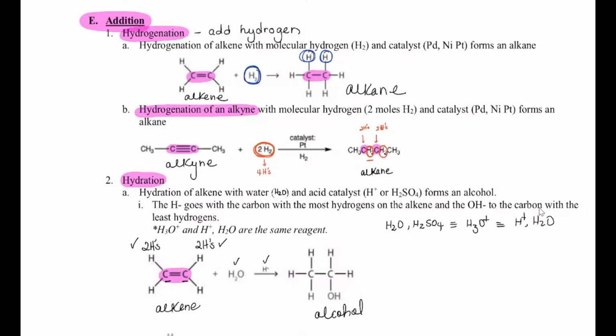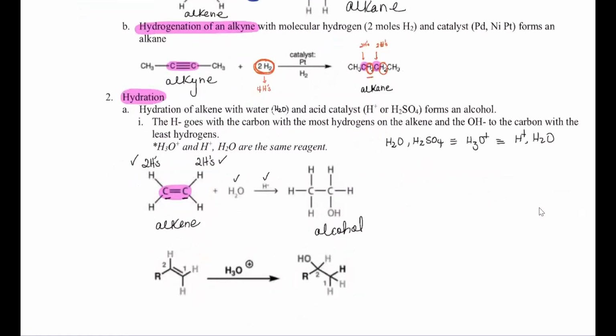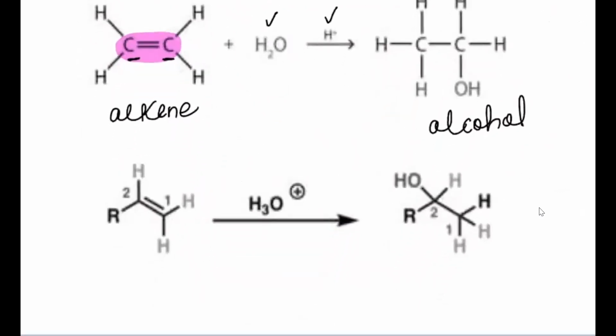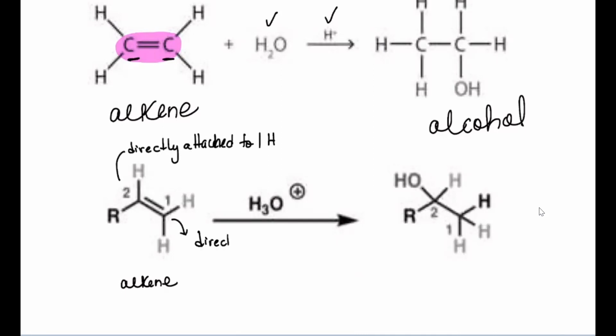But what if my alkene doesn't have that case, which is the bottom example that we have here? We have an alkene. In this alkene, we can see that carbon number 2 is directly attached to 1 hydrogen. Carbon number 1 is directly attached to 2 hydrogens.